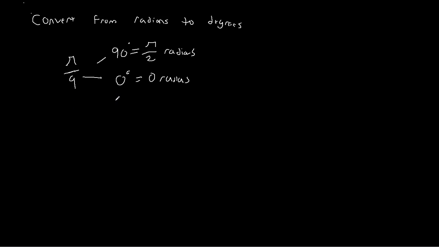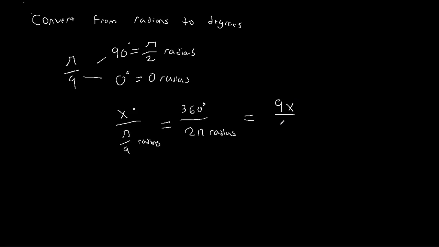So what we're going to do is set up that same proportion. Since we're looking for degrees, we're going to say x degrees over pi over 9 radians is equal to 360 degrees over 2 pi radians. Now, when you divide by a fraction, that's the same as multiplying by its inverse. So this is the same as saying 9x over pi equals 360 over 2 pi. Okay?